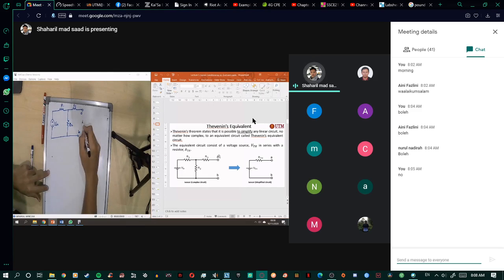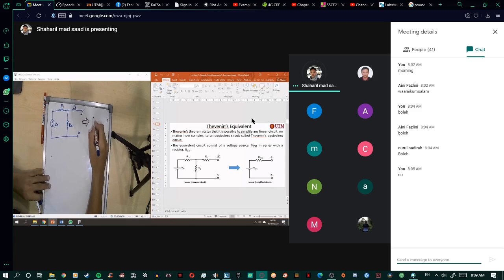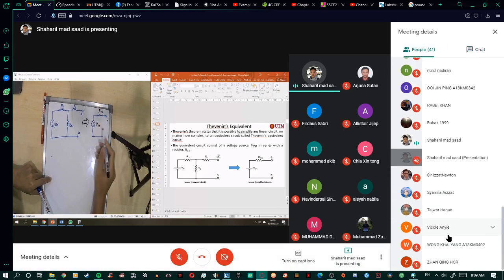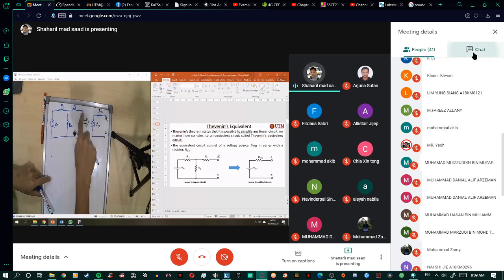And then the Thevenin circuit, using the Thevenin theorem, you can simplify this complex circuit. Let's say this one is the complex circuit. You can simplify it, and then you just have two components. You just need the Thevenin voltage, VTH, and also the Thevenin resistance, RTH. And you measure at points A and B. So this point A and B is the same thing.